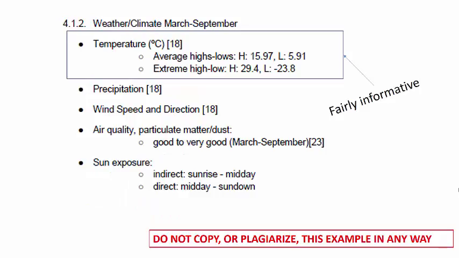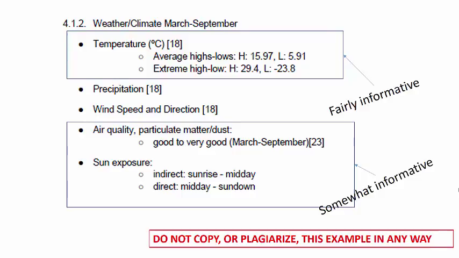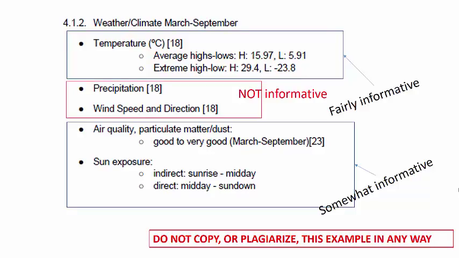Here's the weather and climate. This section, some of it they've done fairly well and some of it not so well. So this first part is fairly informative. We get the average highs and lows, which is the kind of thing you're looking to give. This is a little less informative. I don't know why we need to know about air quality. I'm not really sure about that. Sun exposure we do need to know about, because one of the secondary functions is to block the sun at certain times of day. However, these two bullet points seem very odd in the middle of some other pretty good work. They're not informative at all.